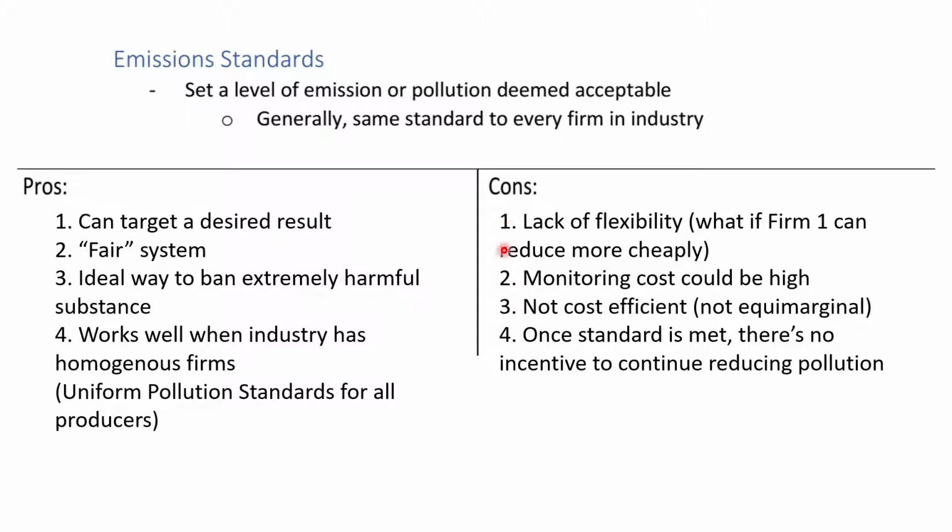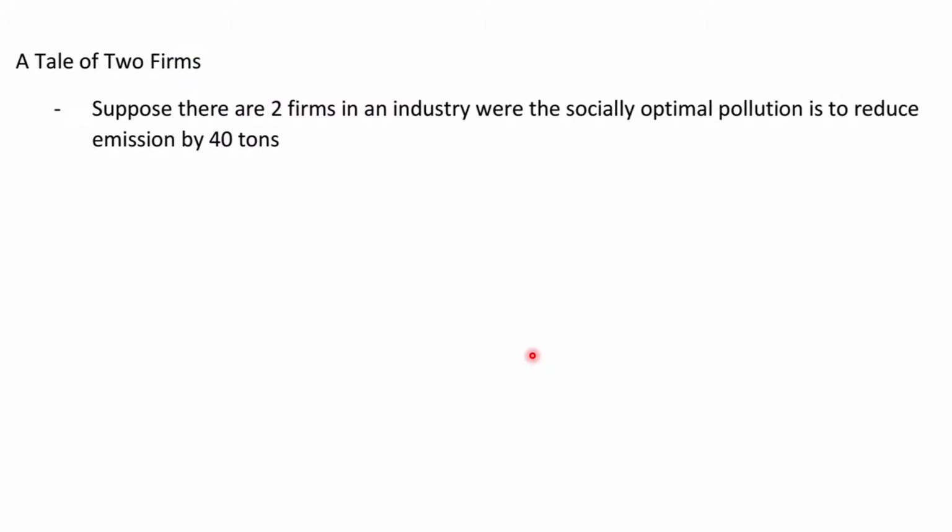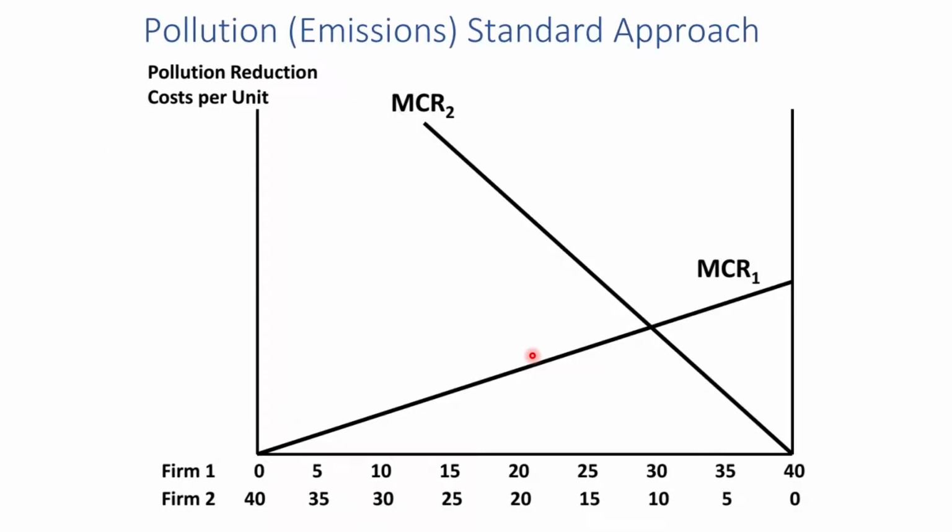All right. So now to address the cons here, let's do a comparison. I'm going to continue looking at emission standard, but instead I'm going to look at a situation where there's only 2 firms in the industry. First I'm going to apply a pollution standard approach, and then we'll see what the total cost is to reduce the pollution, and then we'll look at, well, what if we use a tradable permit? What if we use a market-based approach? Can we reduce the same amount of pollution, but at a lower cost?